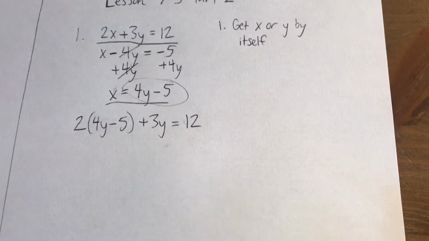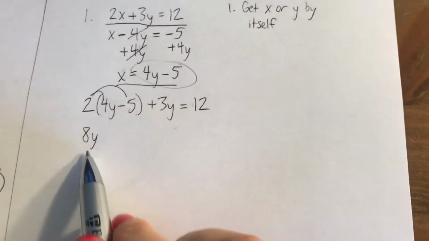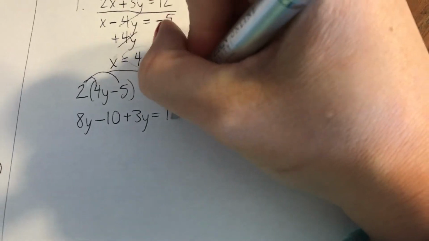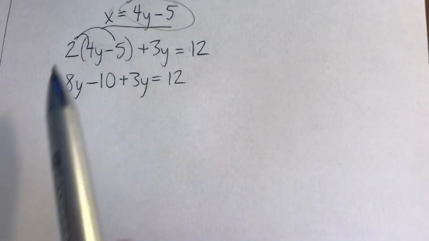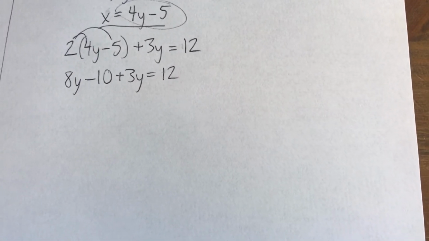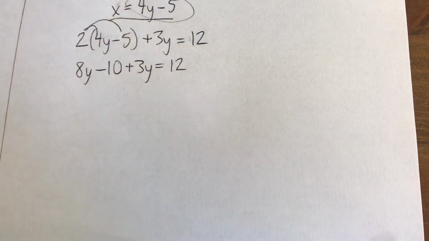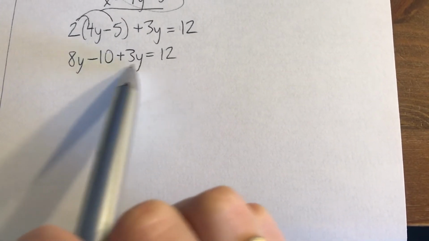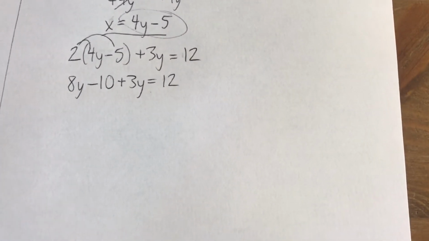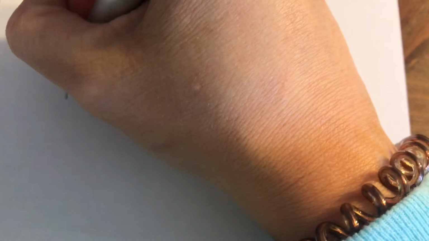Okay, now I'm going to simplify it. I'm going to distribute my 2. 2 times 4y is 8y. 2 times negative 5 is negative 10. Plus 3y equals 12. So all I did there is I distributed my 2. Now I'm left with 8y minus 10 plus 3y. I can combine like terms. If you guys remember, I can do 8y plus 3y. So 8 plus 3 is 11. So I have 11y minus 10 equals 12.